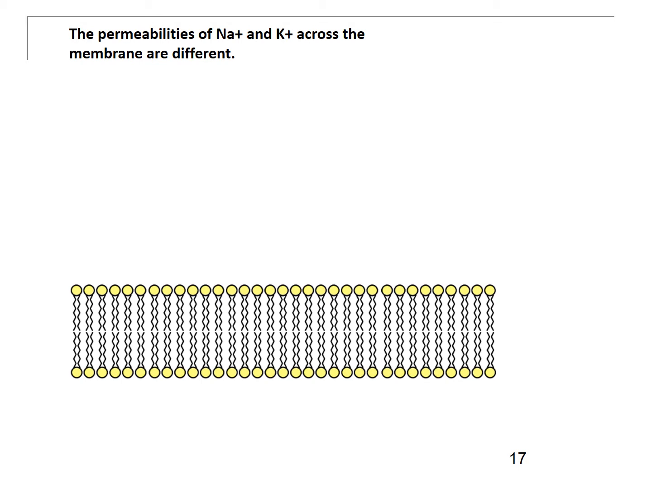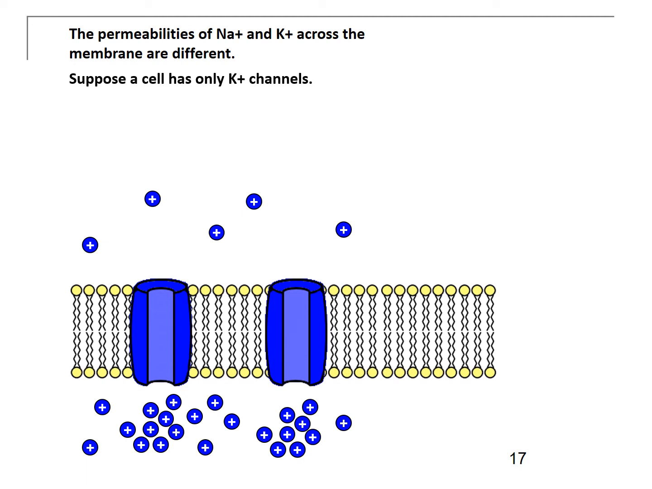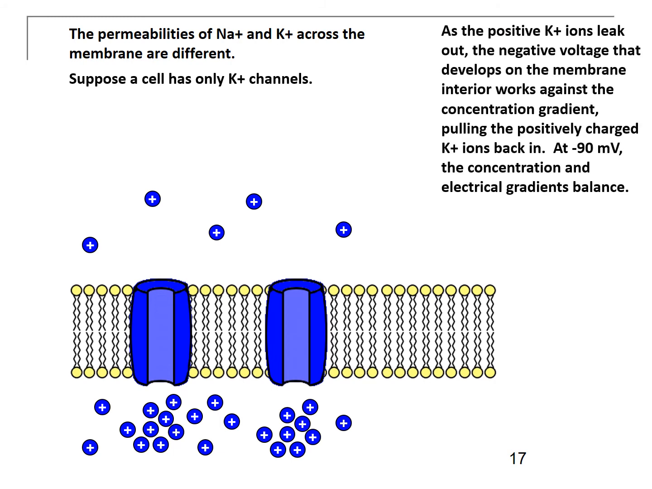But there are some things that I want to do here, okay? If a cell only has potassium channels, and we put in our channels here, and we put in our ions, there's going to be some migration of these potassium ions from the inside of the cell to the outside. As the positive ions leak out, then this voltage on the inside that is negative will tend to try to keep those ions on the inside.